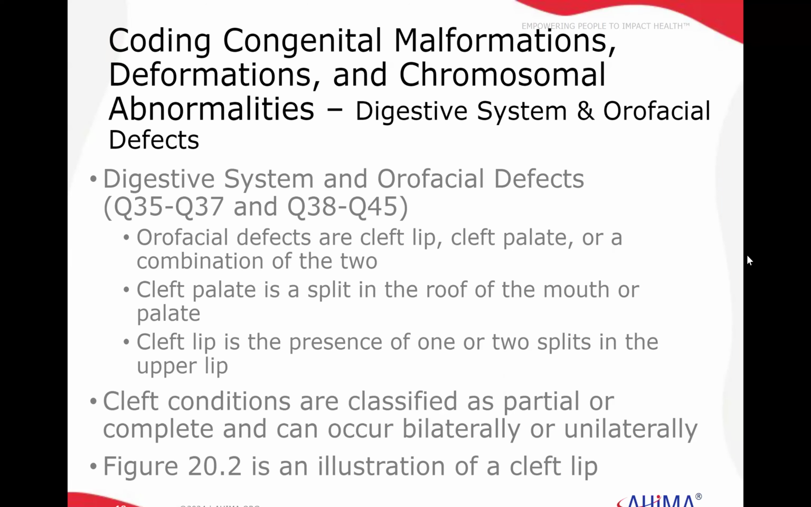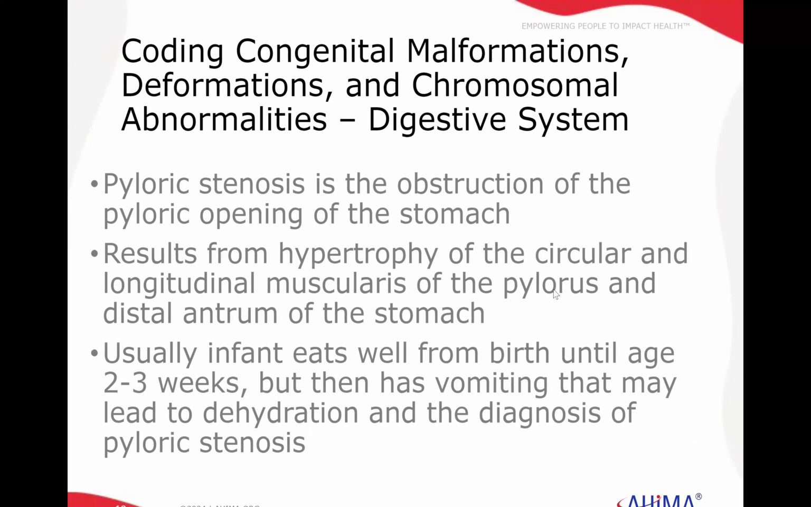And we can have these conditions classified as partial, complete. They can be on both sides, one side, what have you. And pyloric stenosis is basically the obstruction of the pyloric opening of the stomach. And this is from hypertrophy of the circular and longitudinal muscles of the pylorus. And usually the infant eats well from birth until about age 2 to 3 weeks, then vomits and leads to dehydration and the diagnosis.